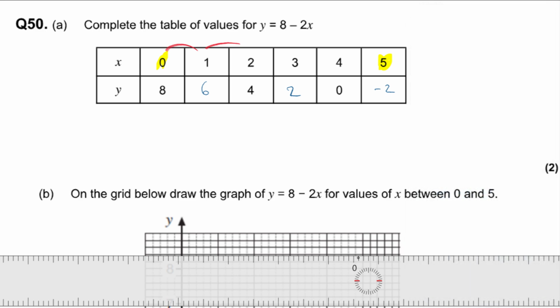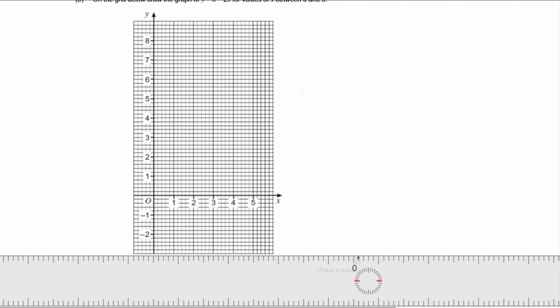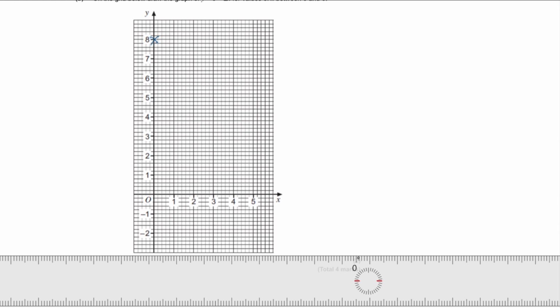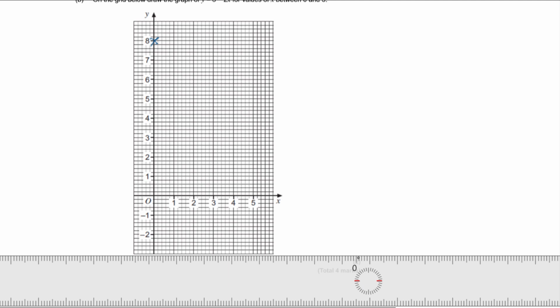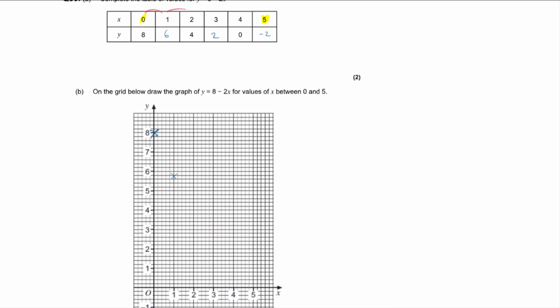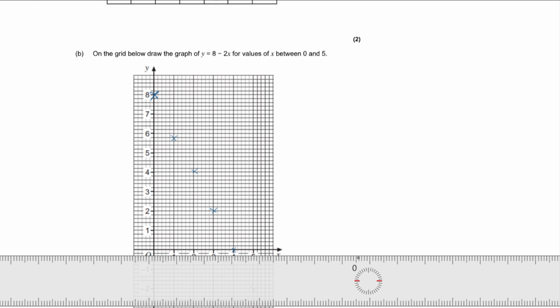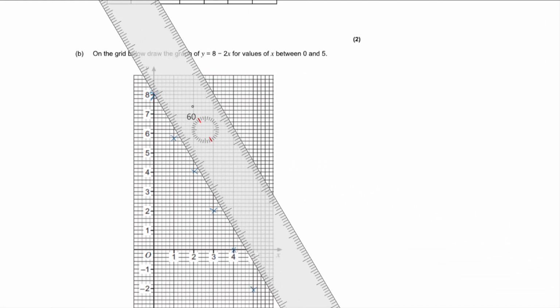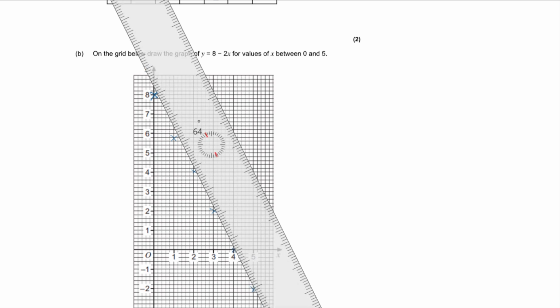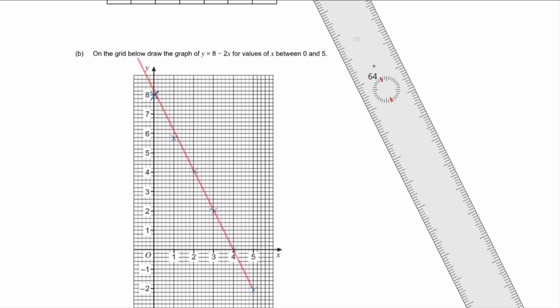Okay. Once I've got them all in there, I am going to plot the graph underneath. So my first value is 0, 8. 0, 8 goes here. My next value is 1, 6. 1, 6 is there. My next value is 2, 4. 2, 4 is here. And then I've got 3, 2. And then I've got 4, 0. And then finally 5, -2 is down here. Okay, and again with my ruler I'm just going to join that all up with a nice straight line through each of those points. Okay, job done.